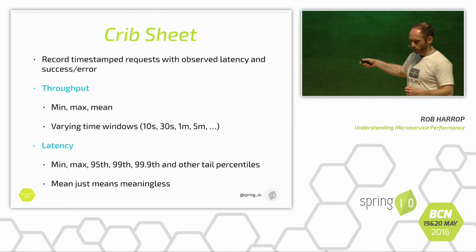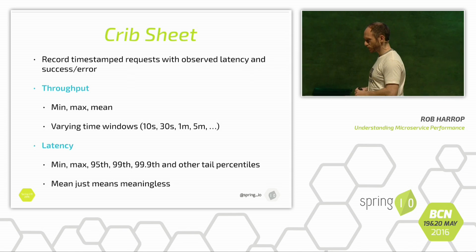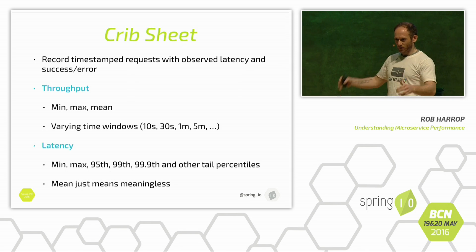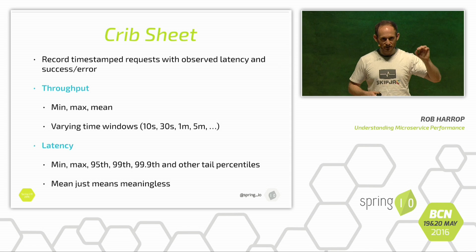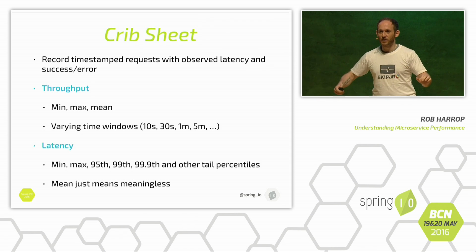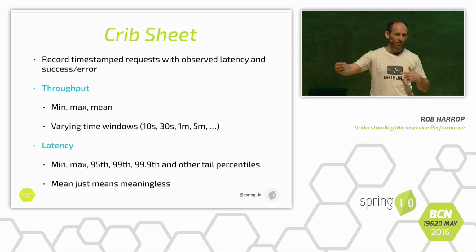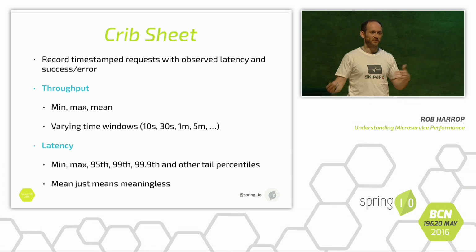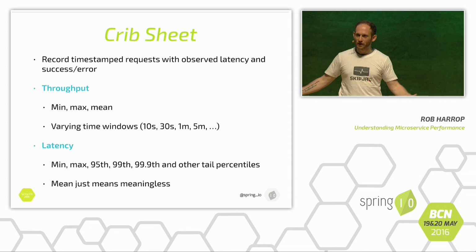I put together this very simple crib sheet. There's not a lot really you need to know. Just don't get caught up too much in people telling you exactly what you should do. These are just hints. But the key thing here is when you're recording performance of a system, it really helps to record time-stamped requests with the observed latency and success and error. So effectively, you're storing data in the highest fidelity you can. It's every single request response, how long that request response took, and whether it was successful or not. And then from that, you can calculate a whole slew of useful metrics.